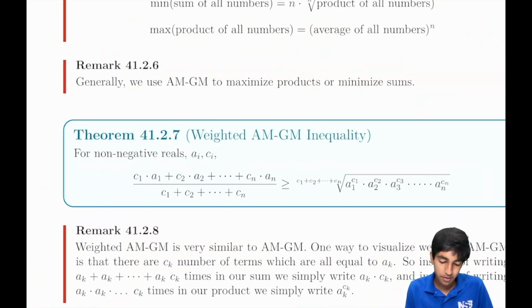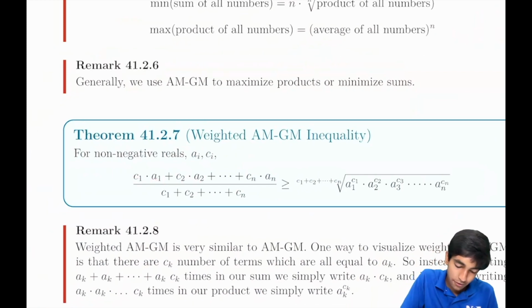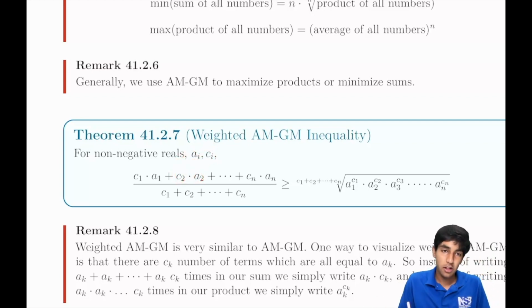And that's really all this is saying. Weighted AM-GM. Just basically, instead of having A2, we just have A2 plus A2 C2 times. But instead of C2 being an integer, it can be any real.